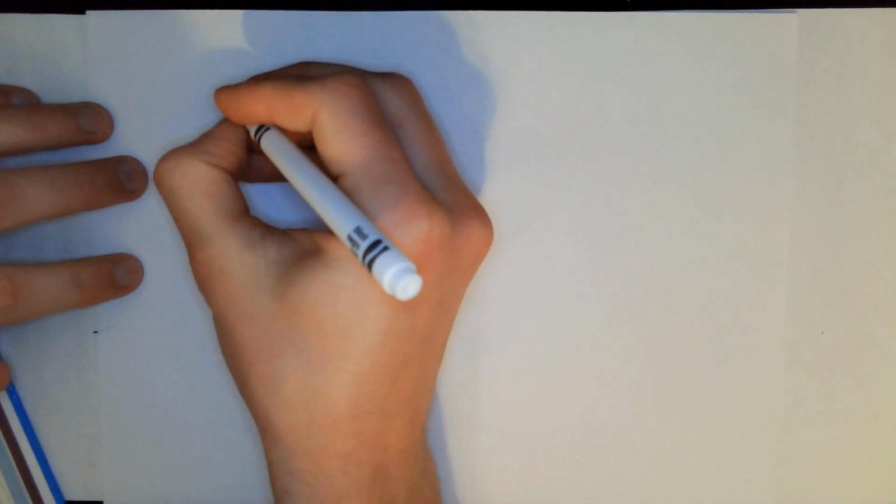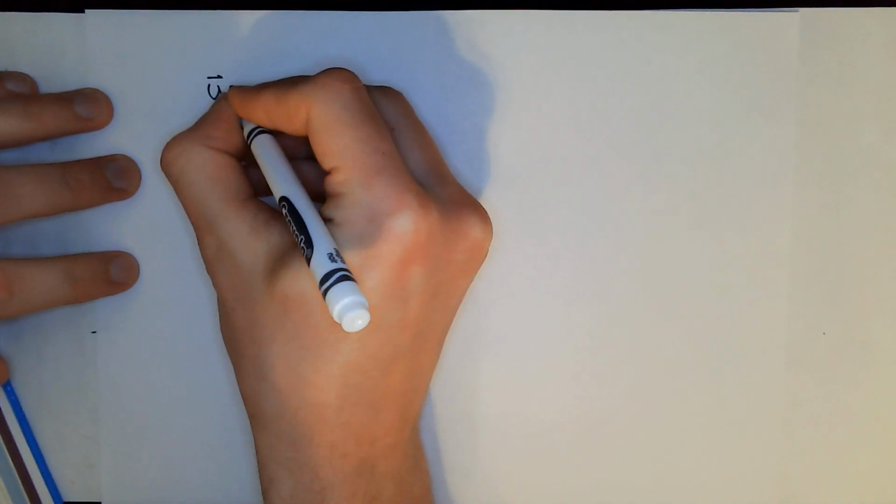let's see. So we want to get to the graphical representation of the dot product, like what it means on the graph. So let's talk about that.